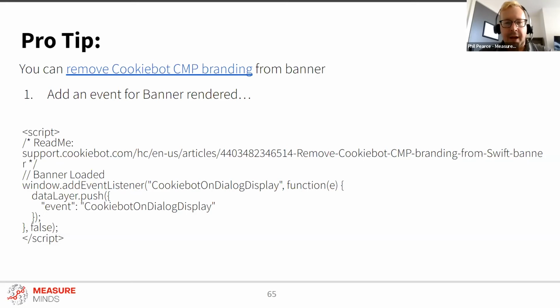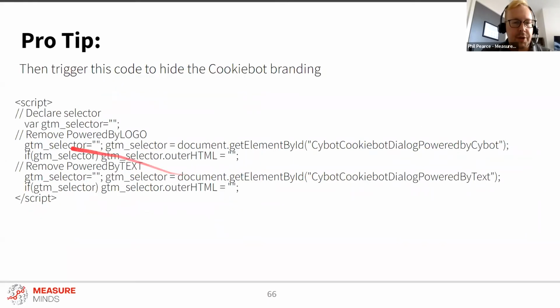So you can get rid of that. The help page here that they've provided is not really very helpful. So instead, what you have to do is add a listener that listens for when the Cookiebot banner is rendered. Then you can push an event, and on that event, you can inject some JavaScript code that just hides that text saying made by Cookiebot. So here's the code that you would add.